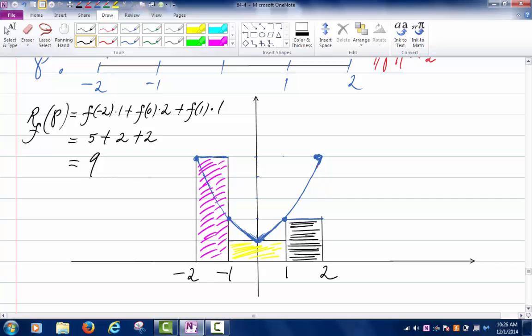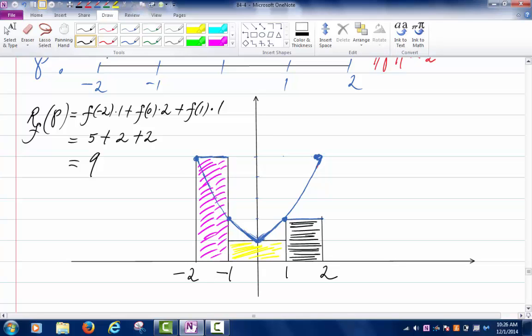Between -1 and 1, what did we do? We evaluated the function at what? 0. We evaluated the function at 0. We multiplied by the length of that subinterval. And f of 0 is the height of the graph at 0, right? So we are multiplying that height with the length of the subinterval. So that's going to give me the area of the rectangle with height equal to f of 0 and width equal to 2. And we did the same thing for the third subinterval as well.